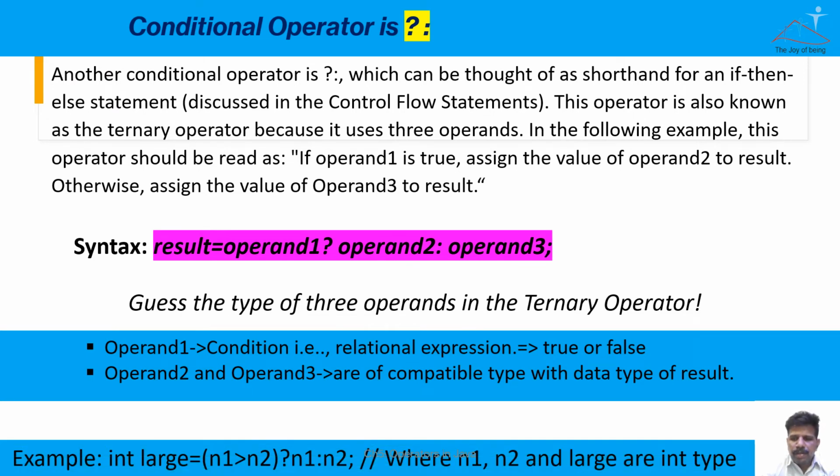So here is an example: int large = n1 > n2 ? n1 : n2, where n1, n2 and large are integer data type, so this is compatible. Here, if the Boolean expression is true, the value of n1 will be assigned to large. If the Boolean expression is false, then the value of n2 will be assigned to large. In general, this statement returns the largest among two numbers as per the logic.